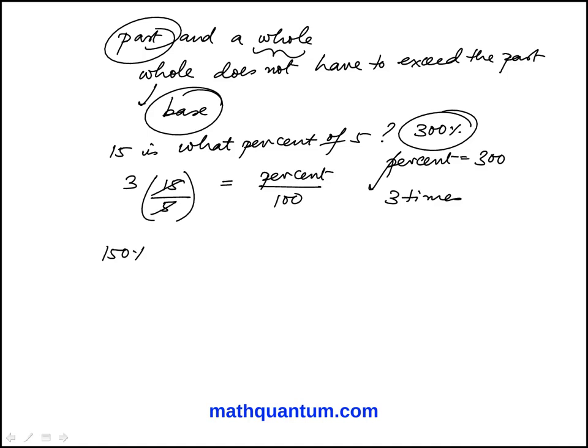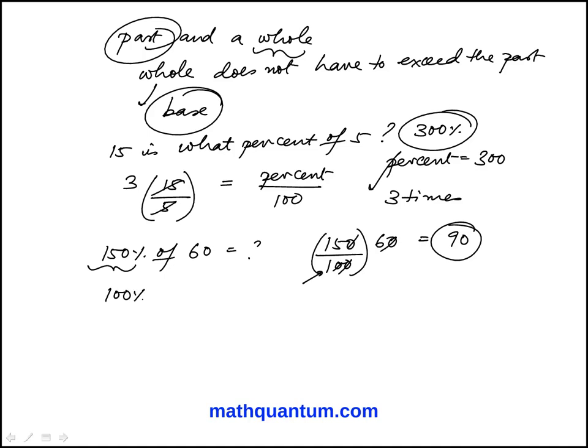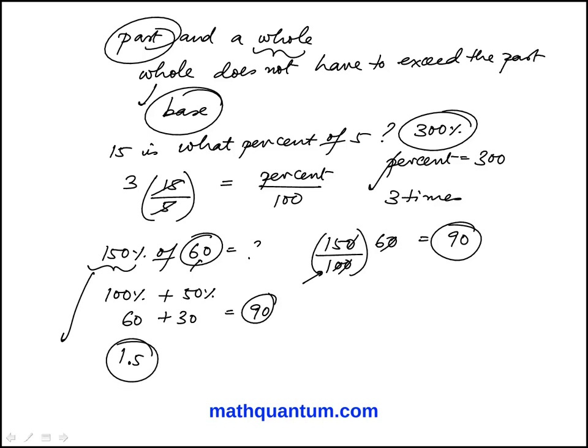Now, they could also ask you 150% of 60 is equal to, so you're saying 150 over 100. That's the fractional equivalent. You multiply by the whole, and then you reduce this. 15 times 6 is 90. So 150% of 60. You can think of this as 150% is 100% plus 50%. 100% of 60 is 60 itself. 50% is half of that, which is 30. So that's 90. Another way to think about it. And also then finally, the decimal equivalent of 150% is just 1.5.